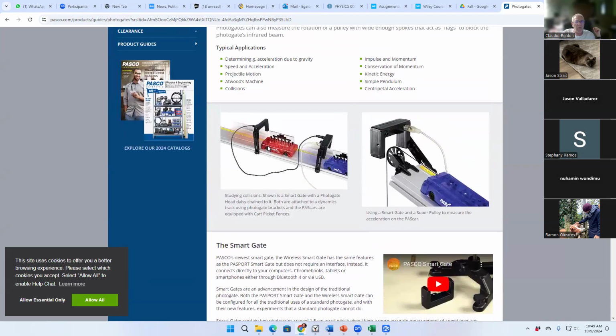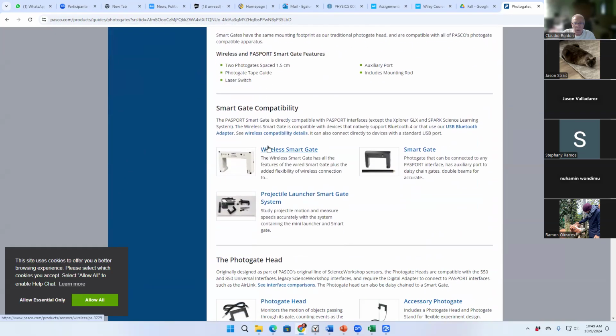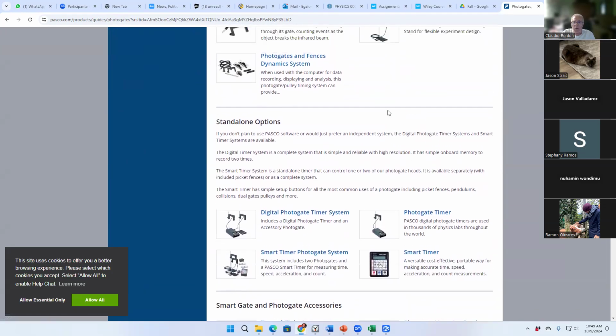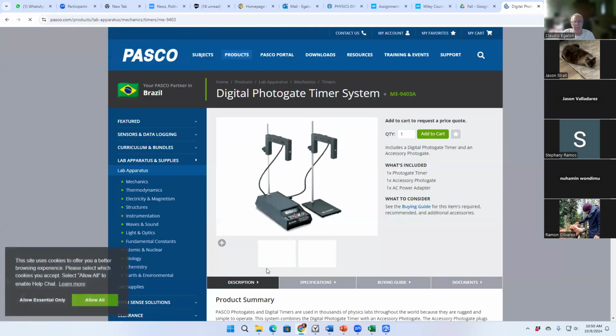air track. That's not the air track that we have. Let's see. Smart gate. Okay, here you go. That's the one we use. Accessory photo gate. And we use those two. This is an accessory photo gate, and this is a photo gate timer. Here, the photo gate timer is used in conjunction with this accessory. Let's take a look at the picture, okay?